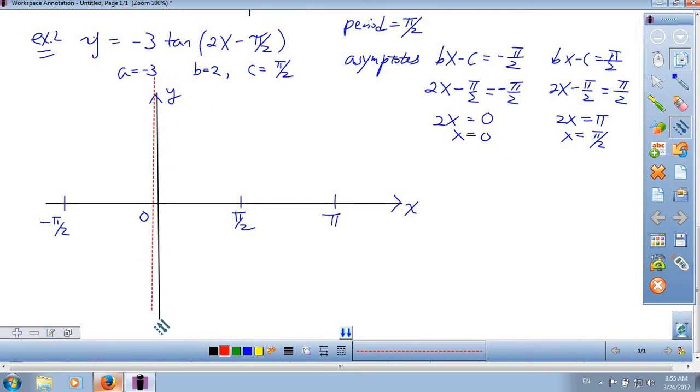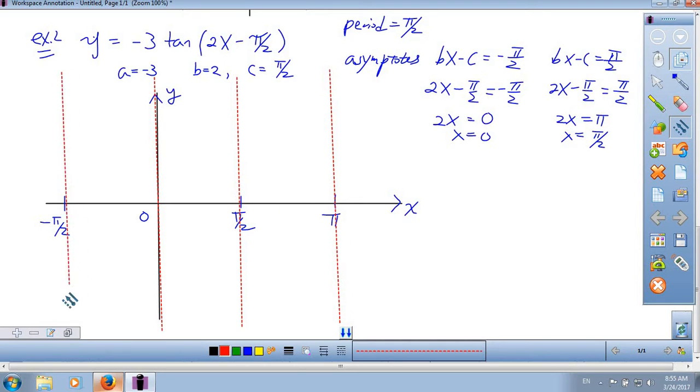So our asymptotes are going to be at 0 and pi over 2. The next one will occur at pi, and the previous one will occur at negative pi over 2. So every pi over 2 I have an asymptote. And the midline, now I don't see any d number here, so the midline again is going to be on the x-axis. I just want to mark it so we know where the midline is.